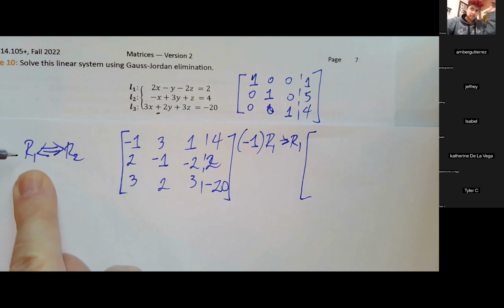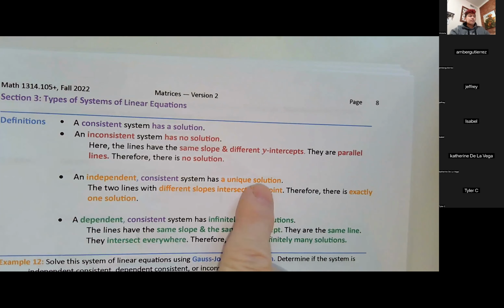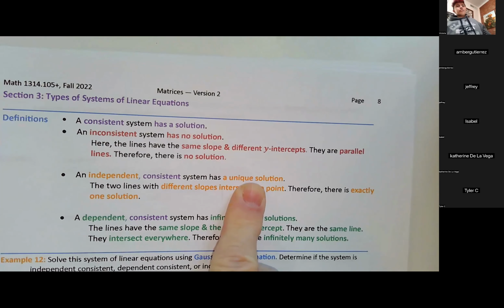We can have two different kinds of consistent systems. We can have one that's called independent, where they cross at one point, one unique solution. Or we can have a dependent consistent system where they're actually the same line. So this is the same line. So we've got infinitely many solutions, but they're all on that same line.